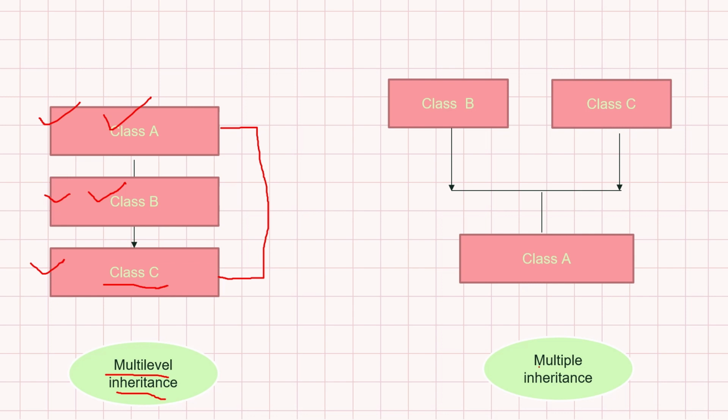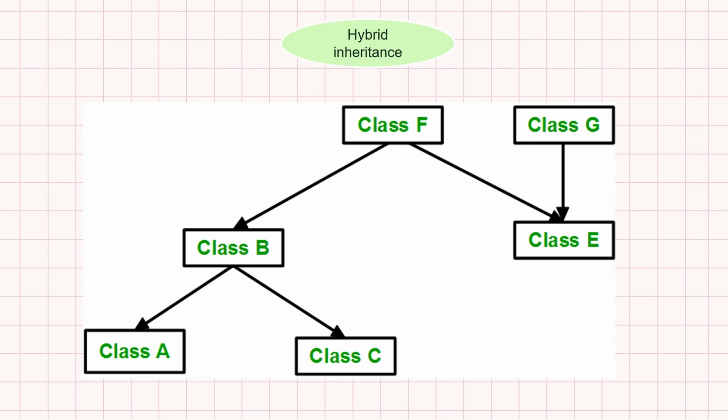Now we have another inheritance type, which is multiple inheritance. Here we have two parent classes and just one child class. So both classes' properties are inherited by our child class. This is called multiple inheritance, when we have more than one parent class and just one child class. Now we have moved forward.